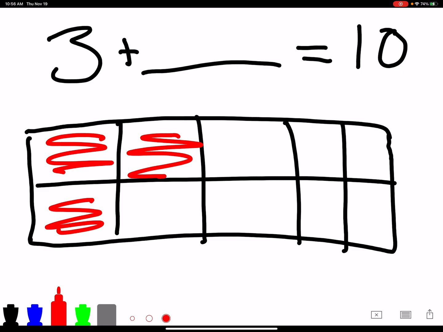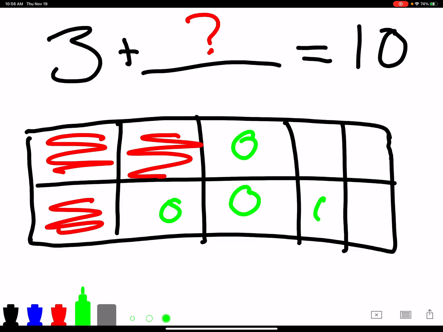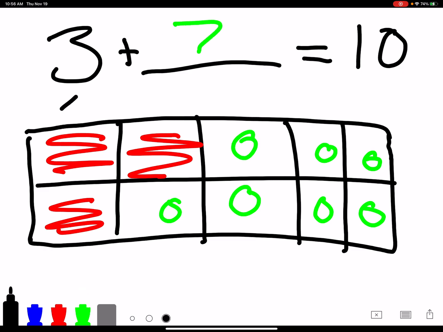But let's figure out what our missing piece is right up here. So we have 1, 2, 3, 4, 5, 6, 7. We have 7. So 3 plus 7 equals 10. So let's check our work on the number line.